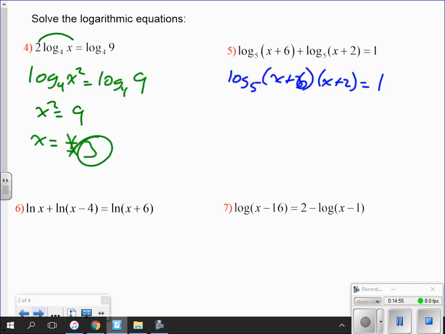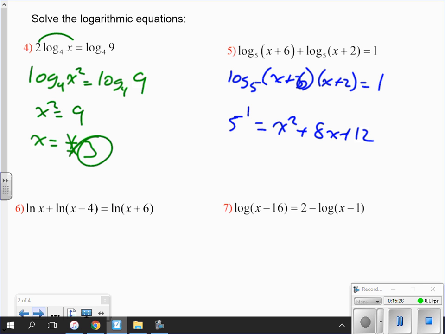Log of something equal to a number. Loop it. So that means that I have the base of this, that power, 5 to the first, is equal to, and I'm going to go ahead and FOIL that out, x squared plus 8x plus 12. What do I have? I've got a quadratic, right?